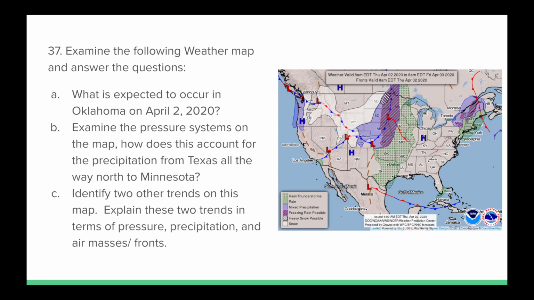What is expected to occur in Oklahoma on April 2nd, 2020? Examine the pressure systems on the map. How does this account for the precipitation from Texas all the way north to Minnesota? Identify two other trends on this map. Explain these two trends in terms of pressure, precipitation, and air masses, or fronts.